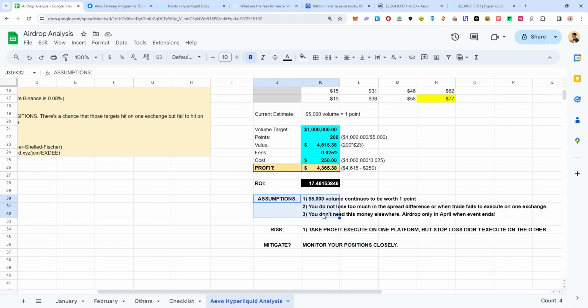So these are very important assumptions that you need to take note of if you use this strategy. Firstly, we are assuming that 5,000 volume will continue to equal 1 point. But that is very hard to assume, because down the road, maybe more people like you, watching this video and thinking this is a good strategy, want to put in some money to farm this airdrop. This volume is going to be diluted. This point is going to be diluted. Maybe in the future, 10,000 volume could only be worth 1 point. That's the worst case scenario that we don't want.